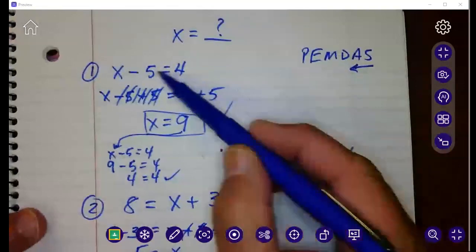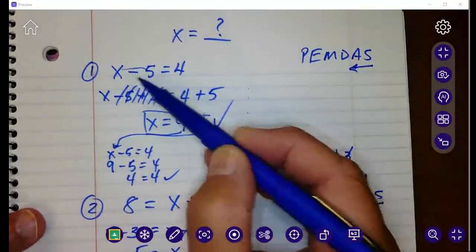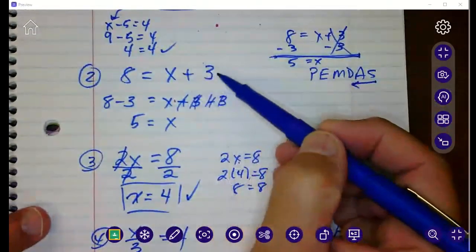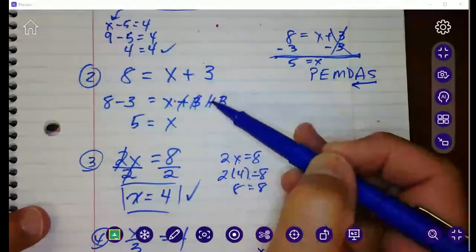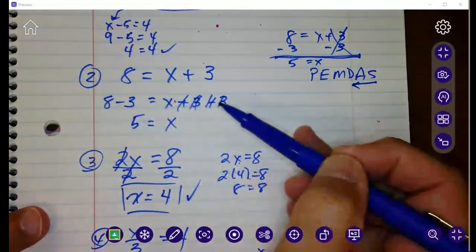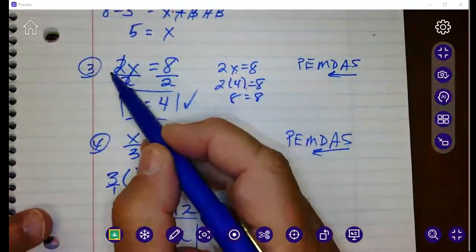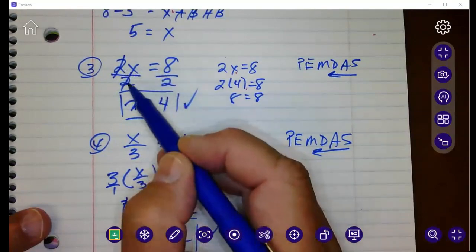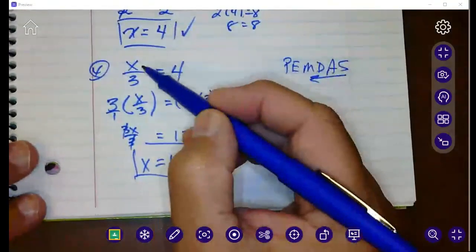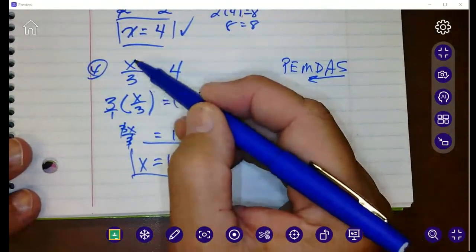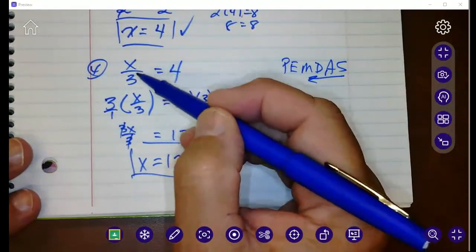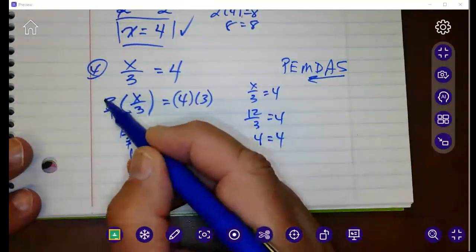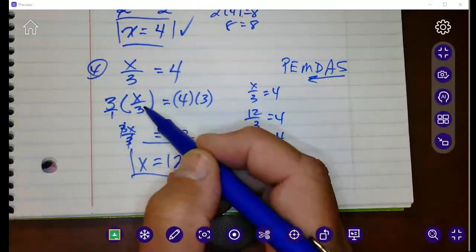Okay, so we had problems where the x had something being subtracted from it, and we did the opposite and added. We had equations where something was being added to the x. We did the opposite and subtracted. We had a problem where we were multiplying something by the x. We undid it with division. And here we had a problem where x was being divided by something. We undid it by multiplying 3 times this.